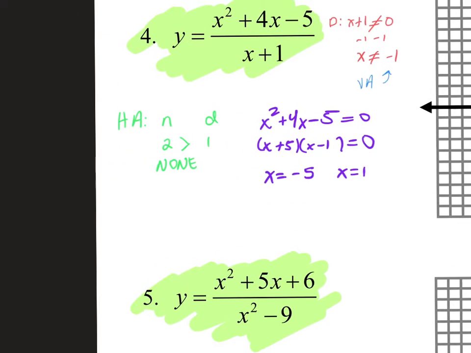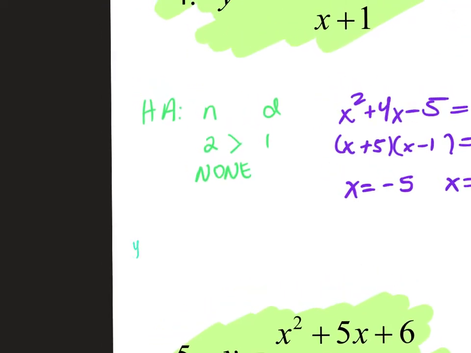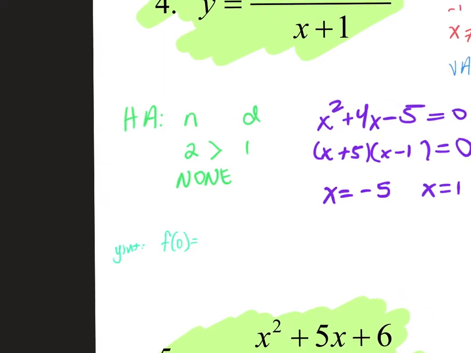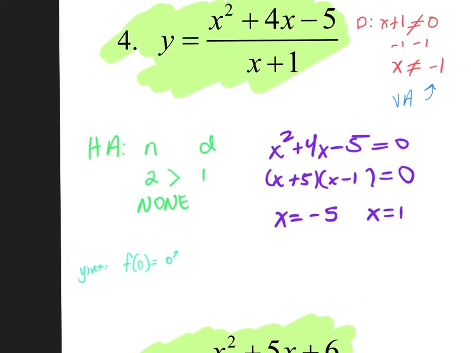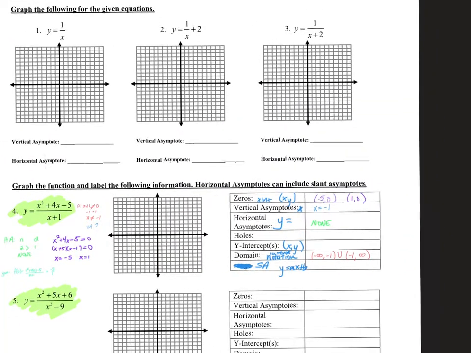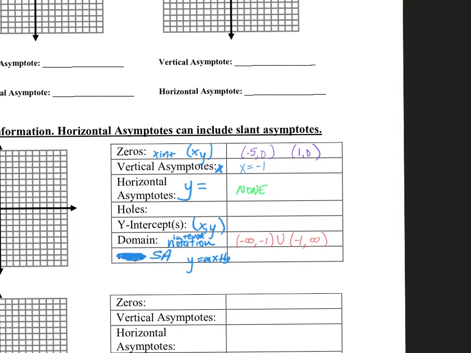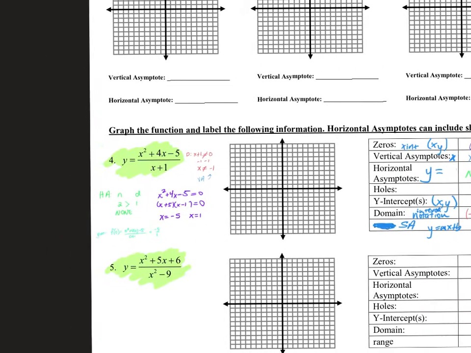So now I'm going to find my y-intercept. How do I find y-intercept? Plug 0 in for x. Perfect. F of 0. So when I plug in, I have 0 squared plus 4 times 0 minus 5 over 0 plus 1. Negative 5 over 1. So I have an intercept on the y-axis, and I would write that as 0 comma negative 5.